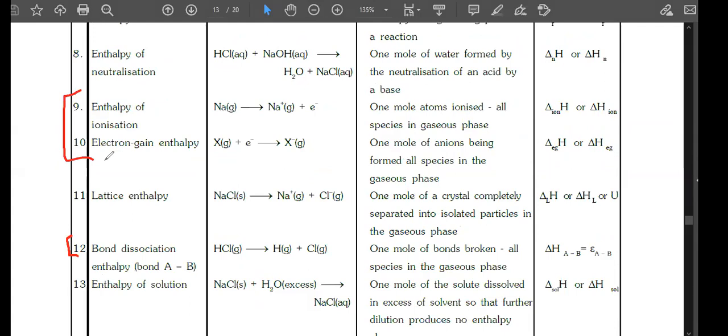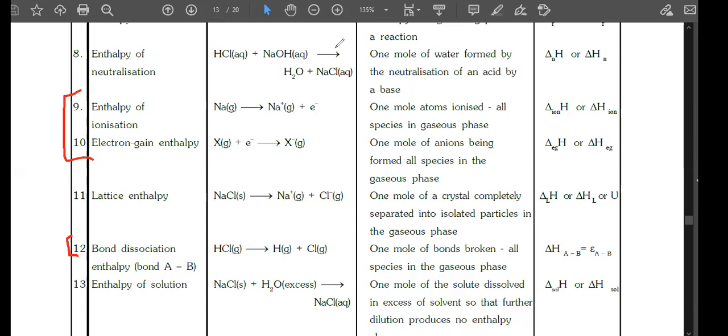I hope all of you remember these two. Tell me. Do I need to explain again what is ionization energy and electron gain enthalpy? No, right? I hope all of you remember this. Yes or no? Just raise your hand. Okay, very good, very good.